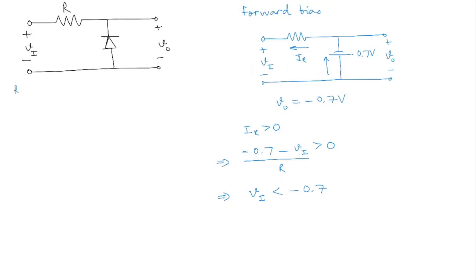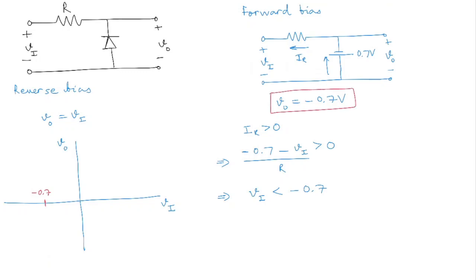And what happens in reverse bias? Well, in reverse bias, it's very similar to the previous case. I'm not going to draw the circuit. In reverse bias, you should get VO equal to VI. Okay, and so we can plot the characteristic again. We get VI, we get VO. For VI less than minus 0.7, you have VO equal to minus 0.7. So let's say this is minus 0.7. You're basically going to get something like this. And for greater, we have reverse bias, and so you have a graph like this.